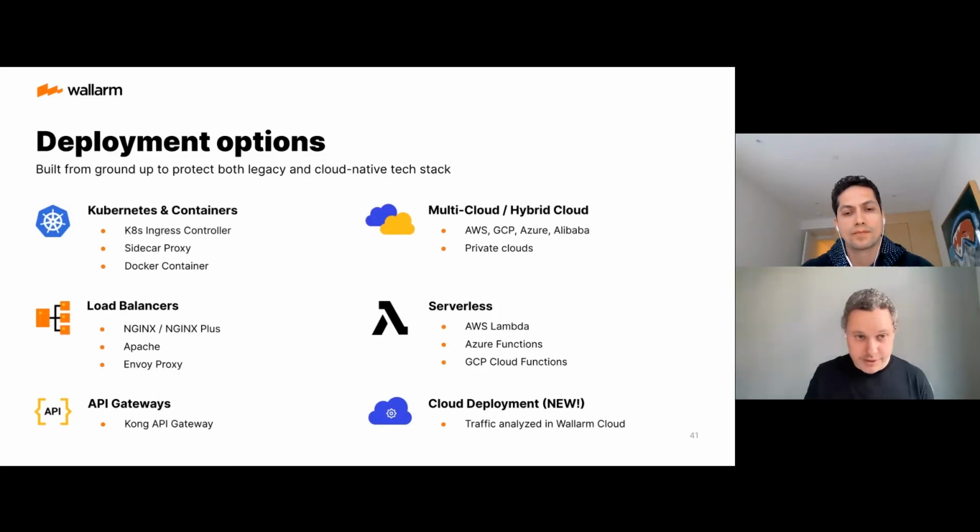If you have Kubernetes, you can install it as a sidecar proxy or ingress controller. If you already have a load balancer like Nginx, you can just plug in the module. If you're running in the cloud, you can find the reverse proxy in the marketplace. If you don't want to deploy anything, you can use the cloud version of the product, which we do in partnership with Lumen, the new name of CenturyLink, one of the largest telecom operators. In this case, you can just route all the traffic to the cloud for analysis.